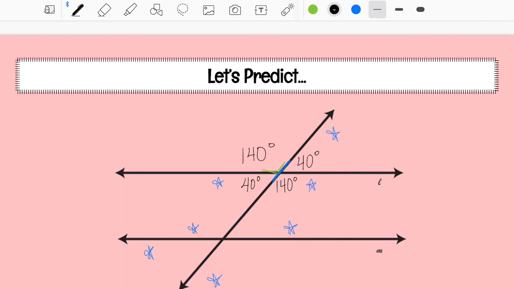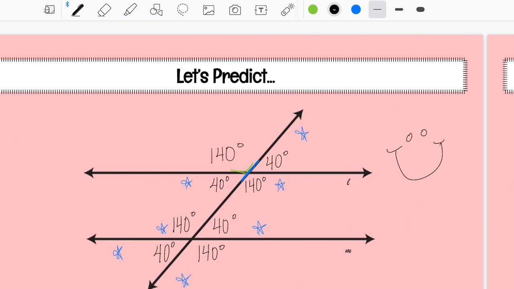So now let's check the other ones on the other lines. This angle measure is 140 degrees. This one is 40. We have another 140 degrees and another 40. Pat yourself on the back if you guys got it all right. That's awesome. So now that we've predicted, let's actually go look at it.